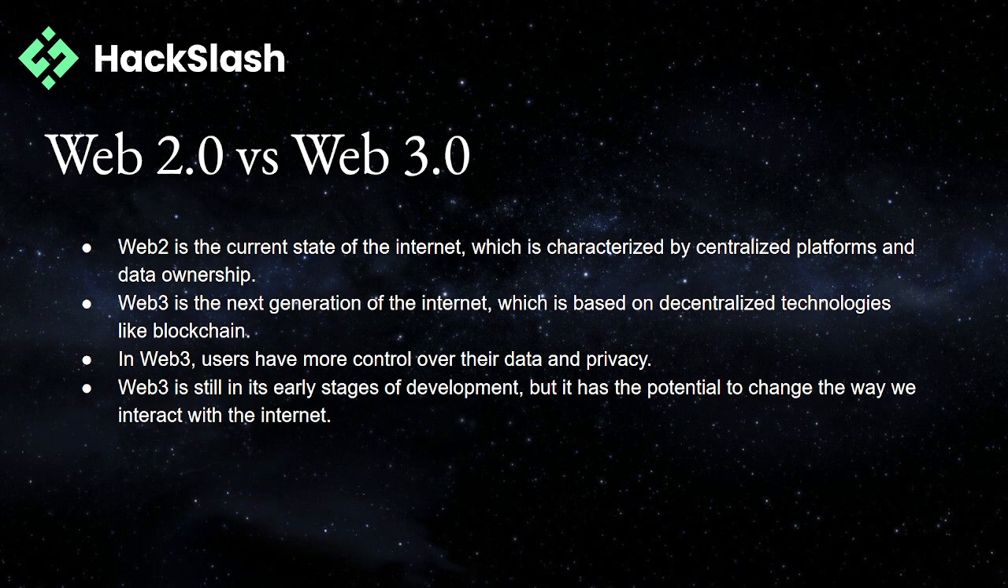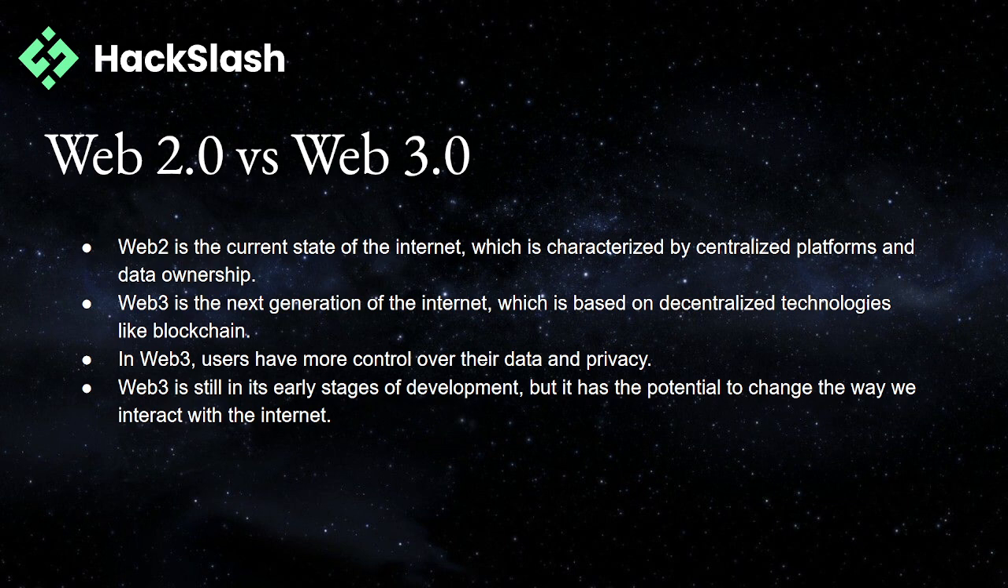Now let us introduce Web 3. Web 3 is also known as semantic web or decentralized web. It is the revolutionary technology which aims for decentralization. In Web 3, users have more control over their data and privacy. It is the next generation of the internet. So Web 3 addresses the limitations of Web 2, particularly in terms of data ownership, privacy, and control, as I said earlier.